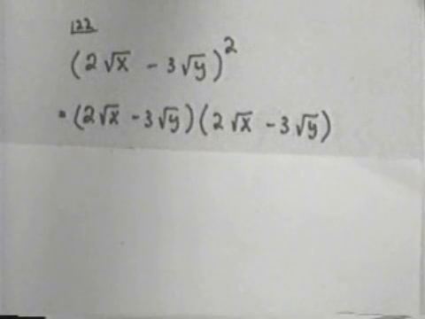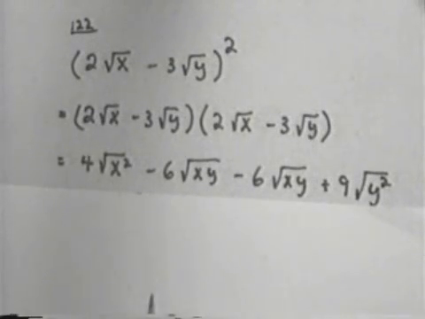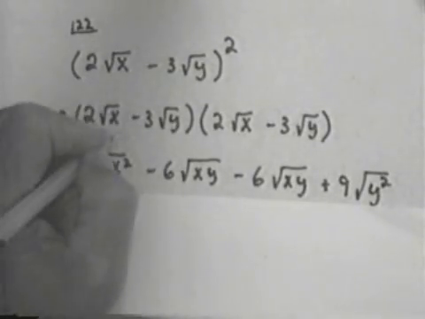Now I can use the FOIL method, multiplying the first: 2 times 2 is 4, the square root of x times the square root of x is the square root of x squared.